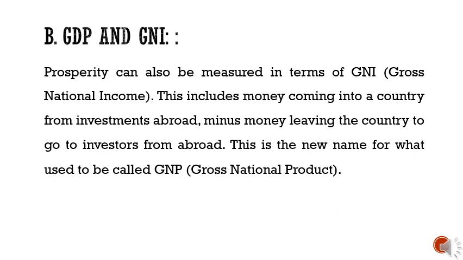Prosperity can also be measured in terms of NI, gross national income. This includes money coming into a country from investments abroad, minus money leaving the country to go to investors from abroad. This is the new name for what used to be called GNP, gross national product.